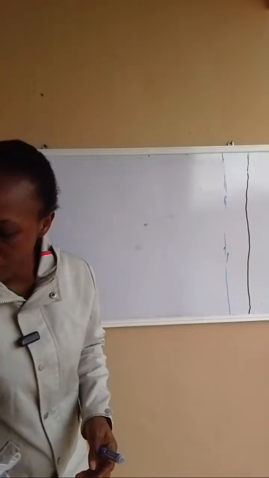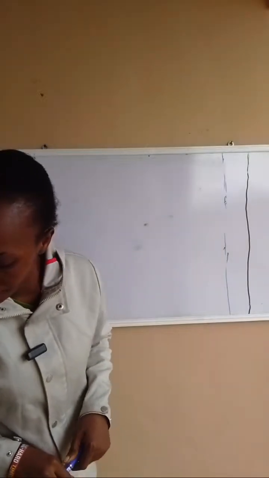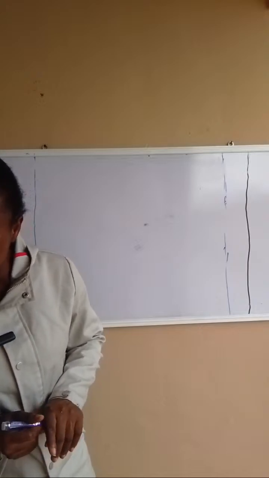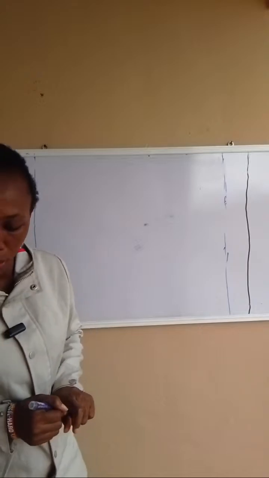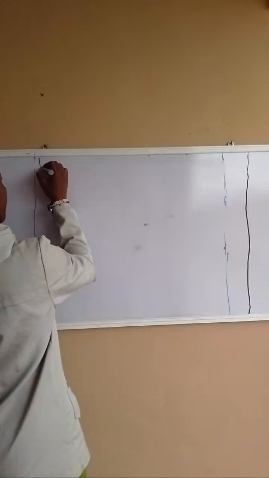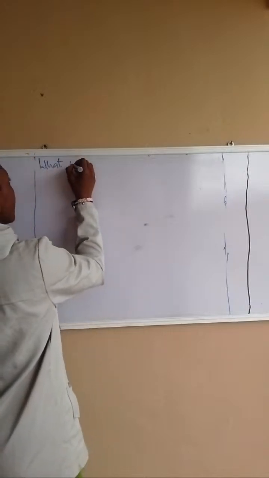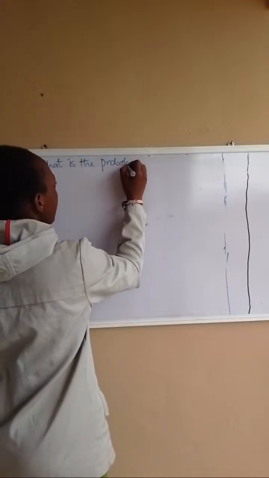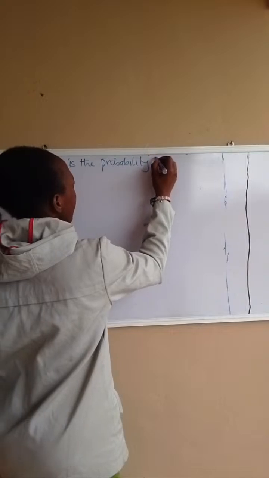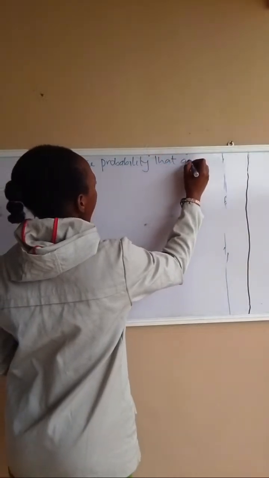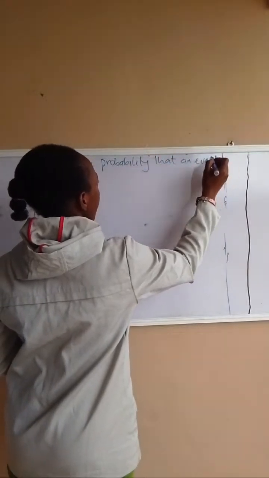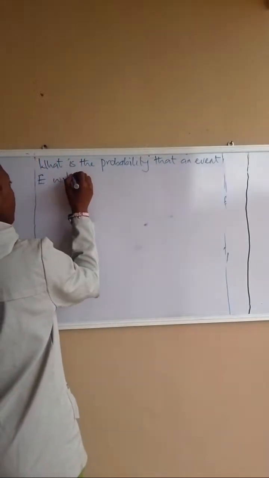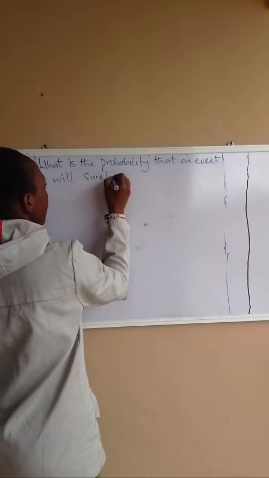All right, so what is the probability that an event E will surely occur?